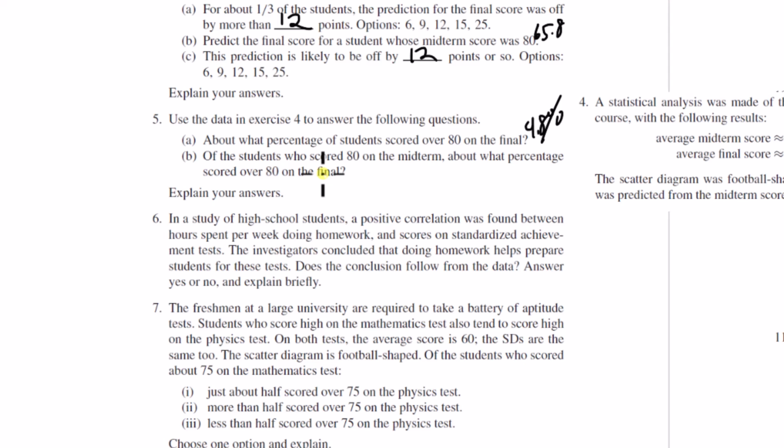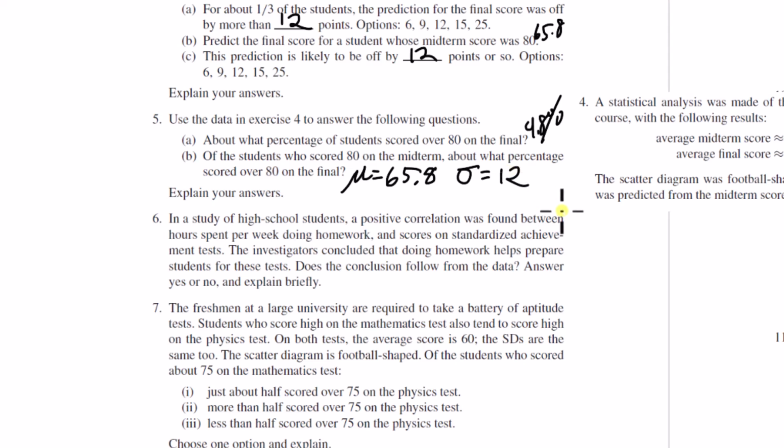Okay, of the students who scored 80 on the midterm, about what percentage scored over 80 on the final? All right, well, we use regression. So did we answer that already, as far as predicting the final score for a student whose midterm score was 80? Okay, yeah. The average here is 65.8, right? If we use regression, that's what we did here. So now we've got this new average. What's the new standard deviation? It's the 12, the R.M.S.